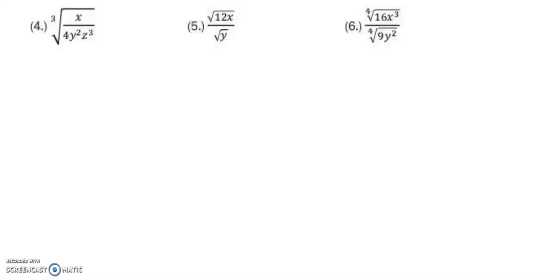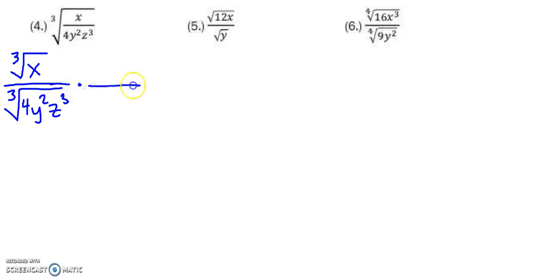Alright, in this fourth problem, first thing I'm going to do is split the radical into the radical of the numerator and the radical of the denominator. Now looking at this denominator, in order for me to get rid of the radical, I need groups of 3 of each factor. Now 4 is 2 times 2, so I'm going to need another 2 in that radical to break it down. And y squared is y times y, so I'm going to need another y so that I have a group of 3.